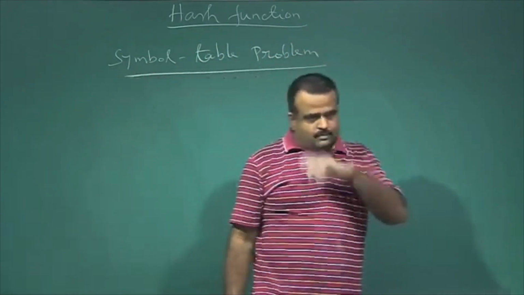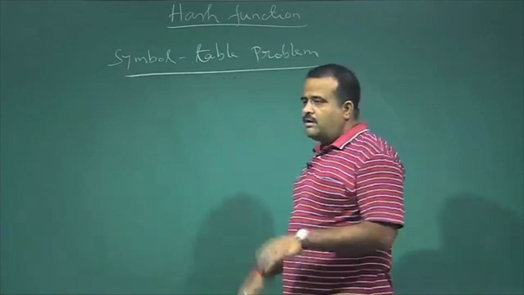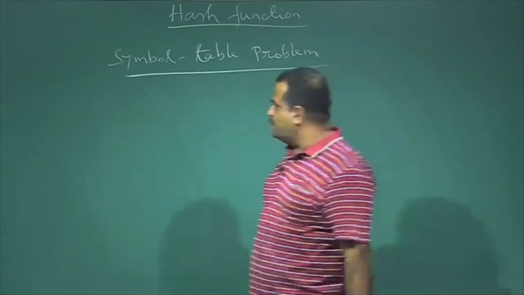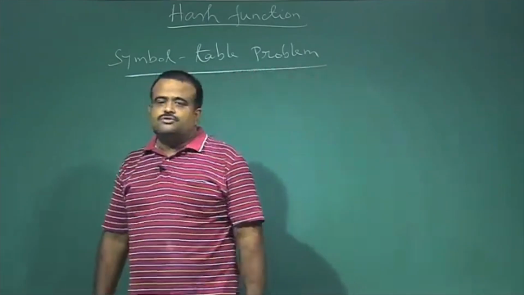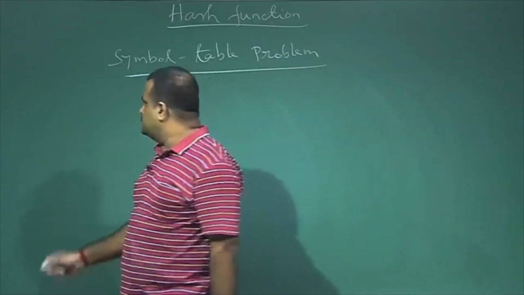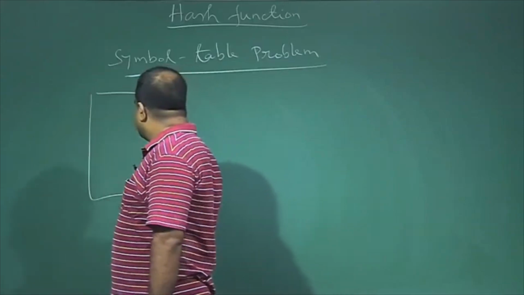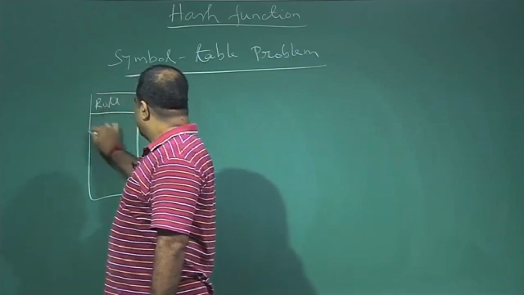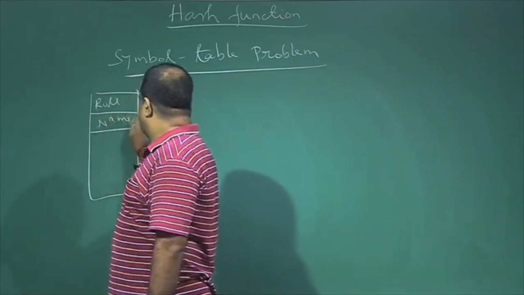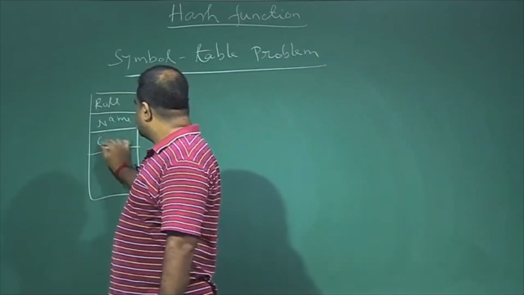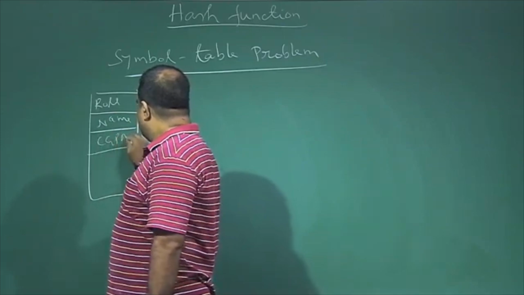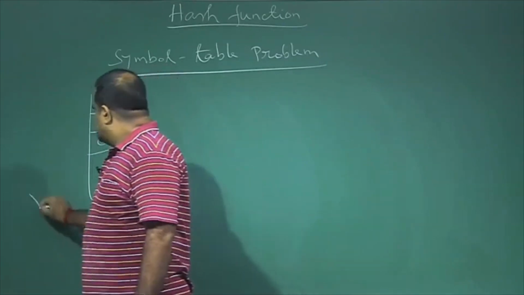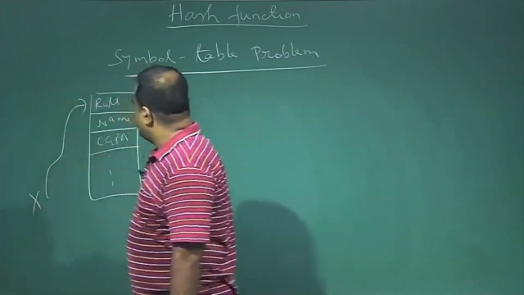So in a symbol table problem, what do we have? We have a few records. It's basically a database problem. We have a few records, and we need to store these records in a table. Each record has some entities, like a student record: your roll number, your name, your CGPA, your address, and so on. So this is a record, and this X points to this record.